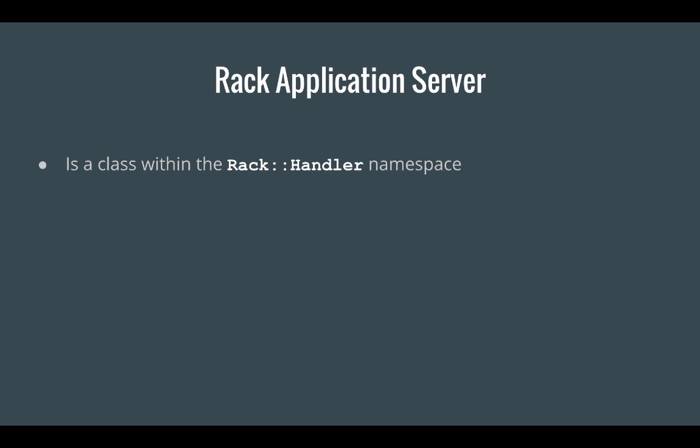On the application server side, if you ever happen to be writing one, you'll need to create a class within the Rack handler namespace. It has to have a run method, and that method is going to accept your Rack application or somebody else's Rack application as the parameter for its run method.